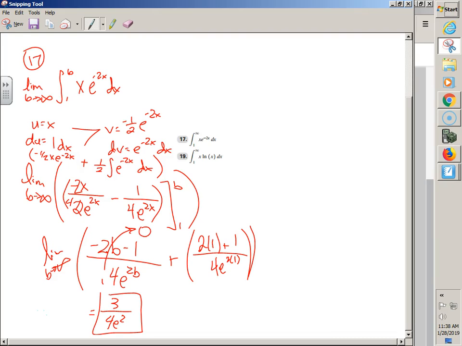The other way of doing it is that you could have pulled out the 1 over e to the 2x. That might have also done something similar, but Justin, yeah, common denominator, I think, all the way. Is that okay? Okay. Number 19.